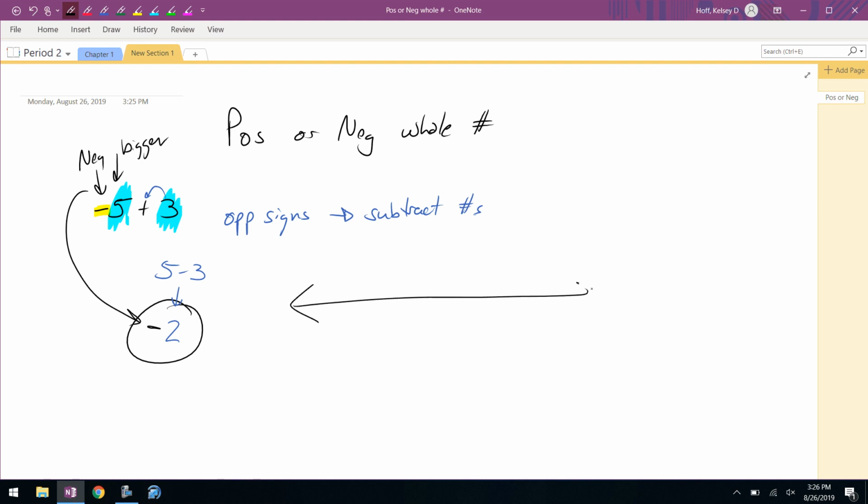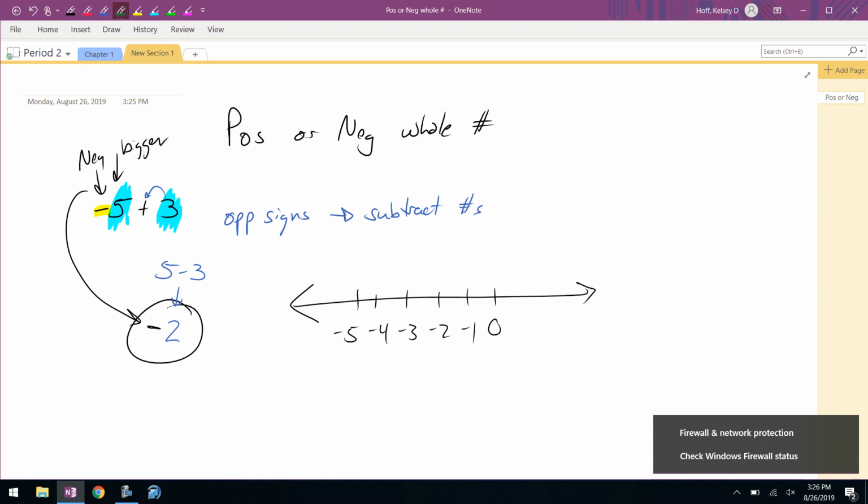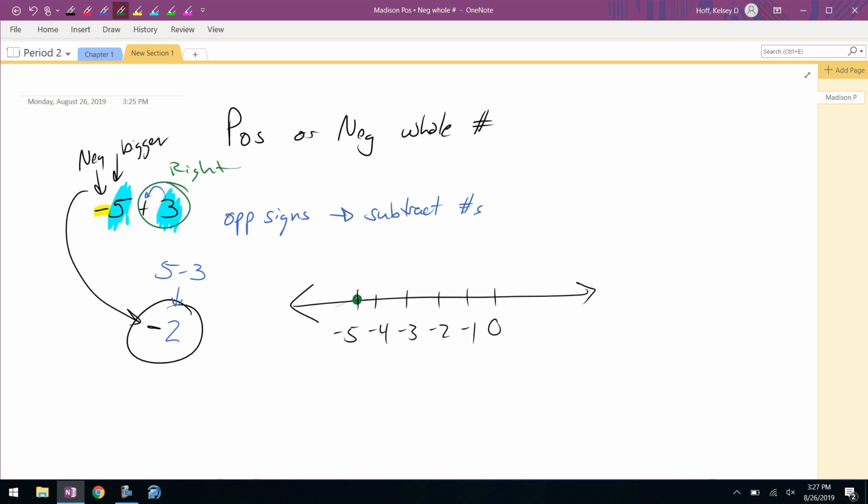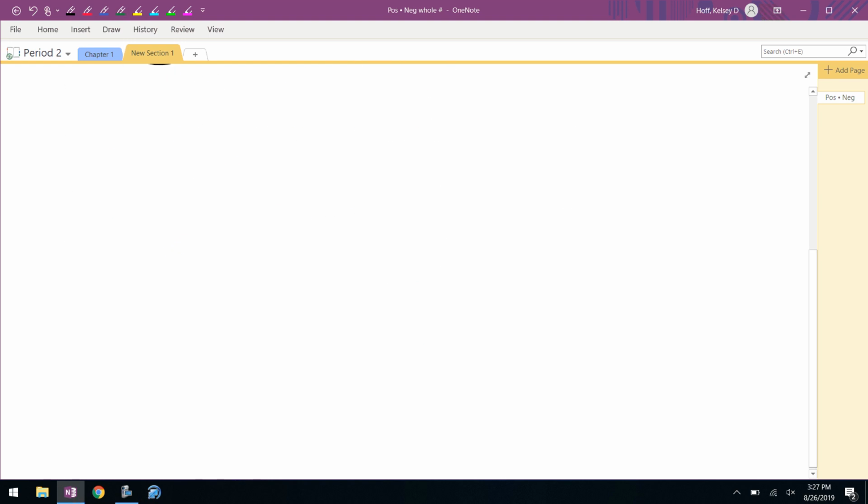To show you this on a number line, if I start at -5 and I'm adding 3, when you add, you move to the right. So I move 1, 2, 3 to the right, and I wind up at -2. Let's do another example.